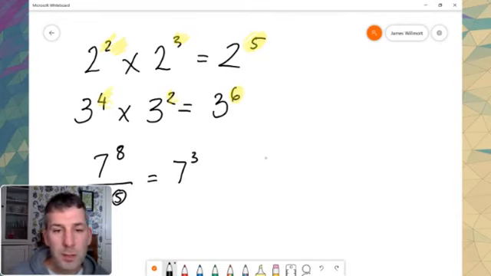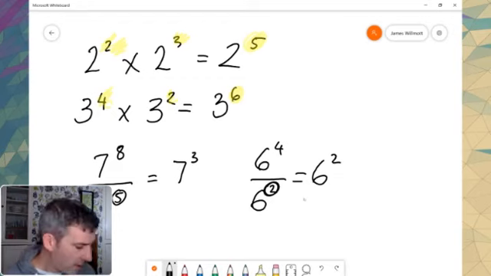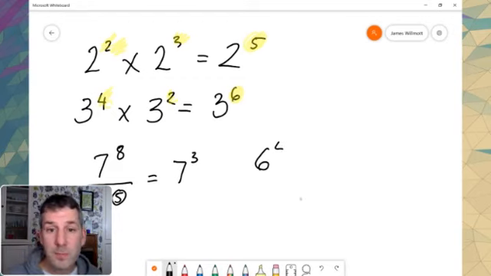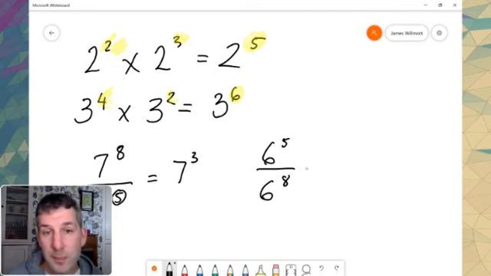Let's do another one. 6 to the power of 4 divided by 6 squared. We just subtract the bottom index number from the top one. So 4 take away 2 is 2, so 6 to the power of 2, or 6 squared. And that's true even if you end up with negative numbers. So let's say we had 6 to the power of 5 divided by 6 to the power of 8. We still do the top index number take away the bottom one. So 5 take away 8, which is minus 3. So that will be 6 to the power of minus 3.